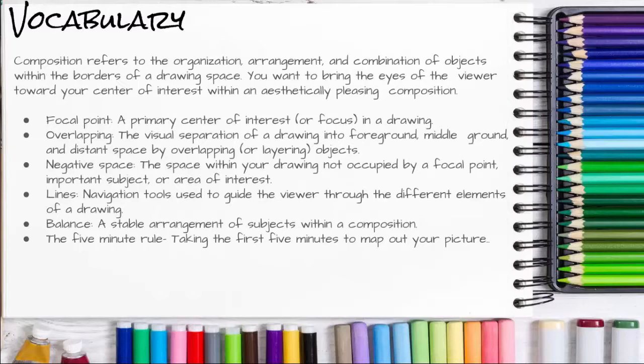Okay, so here's some of the vocabulary that we're going to talk about today. Composition refers to the organization, arrangement, and combination of objects within the borders of drawing space. We are talking about focal points, overlapping, positive and negative space, lines, balance, and we're going to talk about the 5-minute rule, which is one of my rules for success.